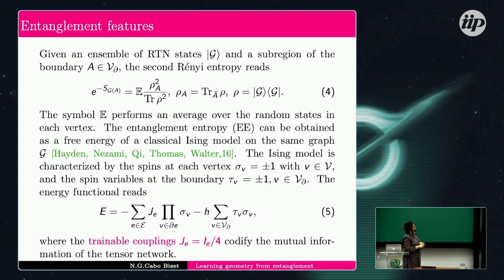And so this is an average over random states. In their work, Hayden, Shenker, Thomas, and Walter show that you can write this particular entropy in terms of the free energy of an Ising model. Okay, the Ising model is the Ising model we know. There are couplings and spins. So this would be all the vertices, this would be the two vertices that belong to the boundaries of one edge, and this is an external magnetic field. And the couplings that we are going to train are related to the mutual information, so these J's are related to I.